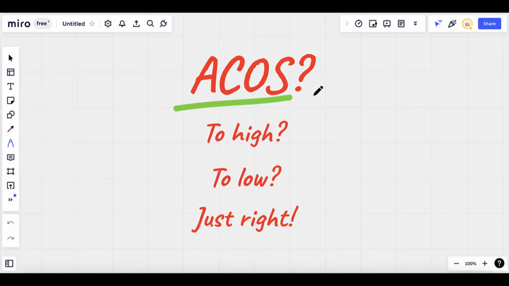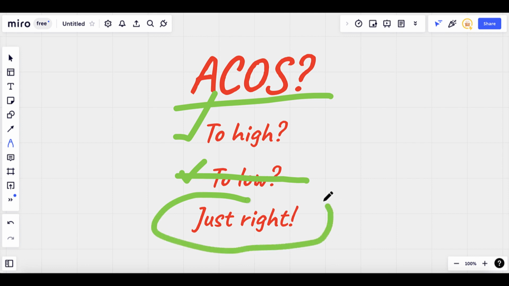So the strategy here at the end of the day is about ACOS. Is your ACOS too high? Is your ACOS too low? Actually, there's no such thing as an ACOS that's too low. What you're looking for is an ACOS that is just right.